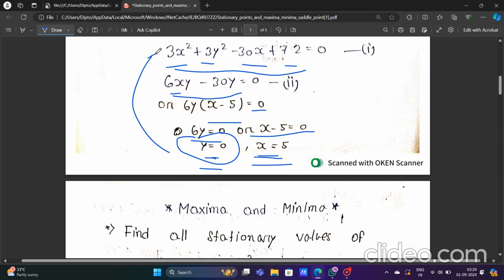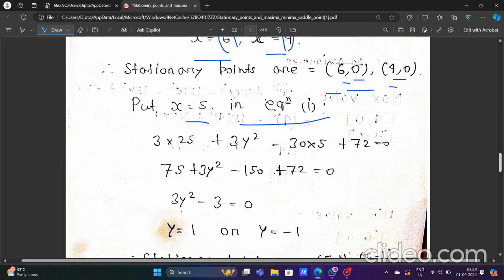At first we have done this, and now we are going to put x equals 5 into equation 1. By putting y equals 0 into equation 1, we have obtained two stationary points, and by putting x equals 5 into equation 1, let's see what happens. By putting x equals 5 in equation 1, we are getting 3 into 25 plus 3y square minus 30 into 5 plus 72. Here we are also getting two values of y.